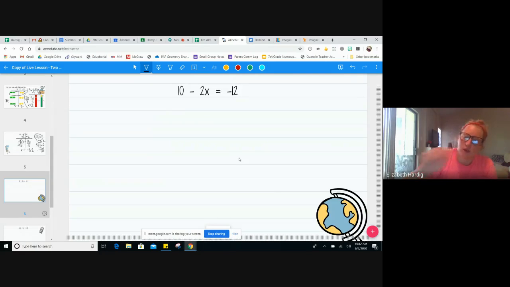Now we're going to look at this one. So I need to draw my line because I always want to make sure I know the left hand and the right hand side of the equation so that I keep it balanced. I have 10 minus 2x is equal to -12. What constant do I want to move?